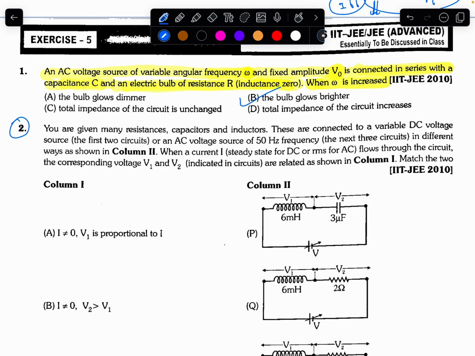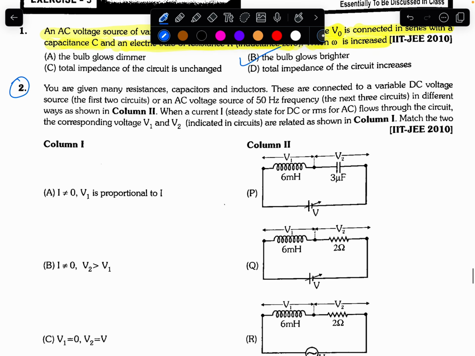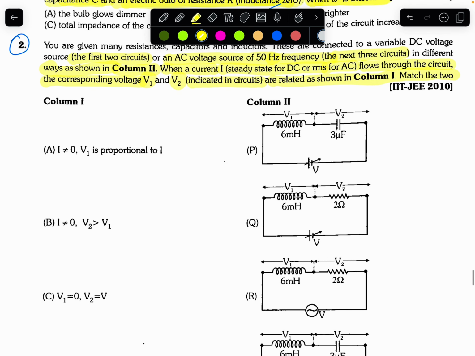Second question. You are given many resistors, capacitors and inductors. These are connected to a variable DC voltage source. The first two circuits are connected to a DC source, the next three circuits to an AC voltage source of 50 Hz frequency, in different ways as shown in column 2. When current I, steady state for DC and RMS for AC, flows through the circuit, the corresponding voltages V1 and V2 indicated in the circuit are related as shown. Match the column. Okay, so you can see they have given two columns, and some circuits.